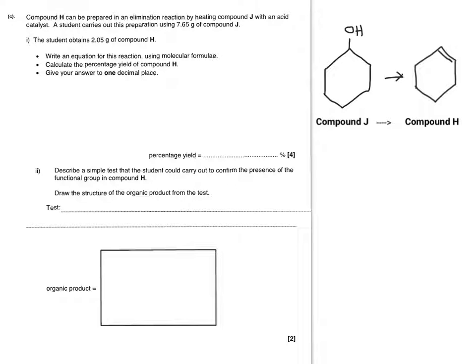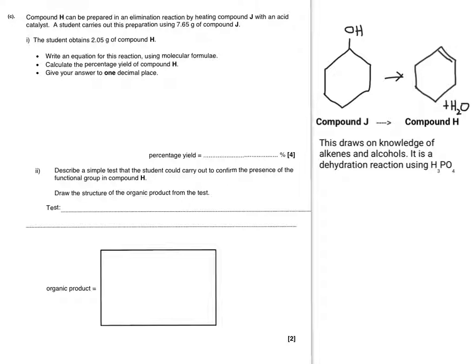This question is talking about two of the compounds, compound J and compound H, and it makes reference to the fact that compound H can be made by reacting compound J with an acid catalyst. This is drawing on your recall of alkenes and alcohols from first year chemistry. It's a dehydration reaction, obviously, using H3PO4.